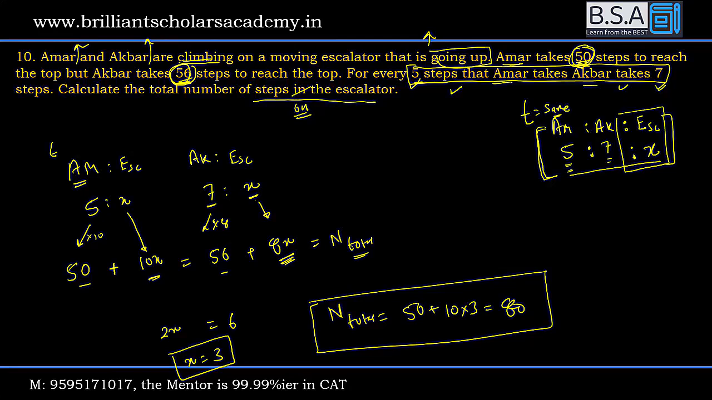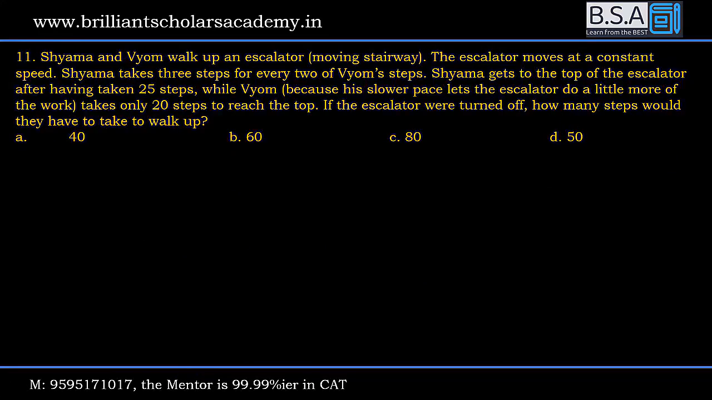This is the most common pattern for escalator questions. If you come across 10 questions, you will find a minimum of 6 or 7 can be solved through this. 6 to 7 will be made very easily. You have to simply bring in the value for escalator steps. You are looking at an actual CAT question now, a very old CAT question.